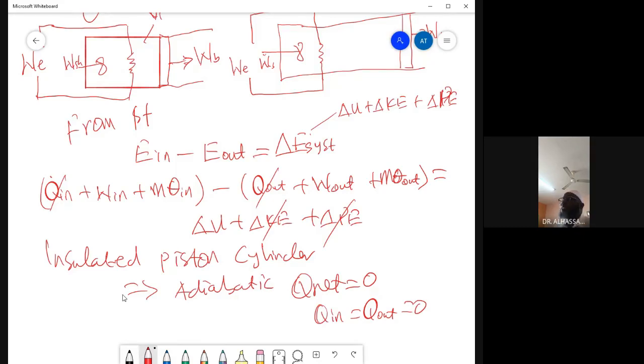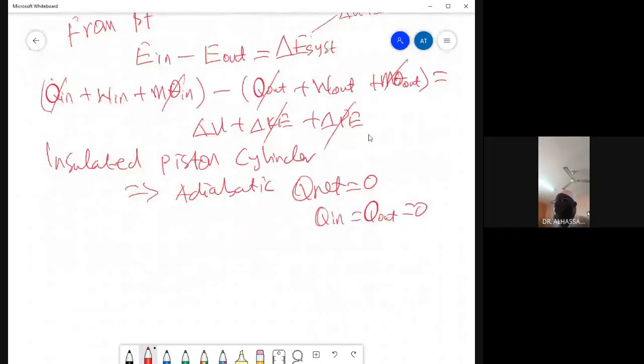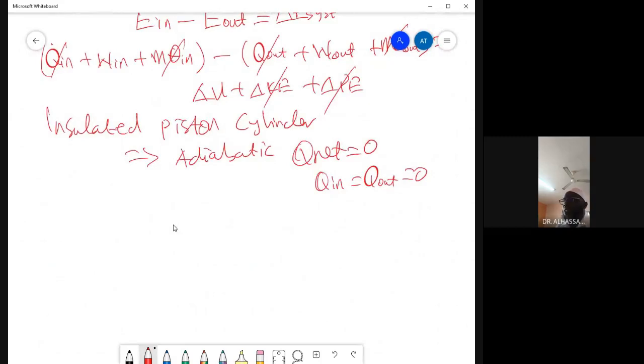Also, this is a closed system. So mass cannot go in, mass cannot go out. Only for an open system do we have mass going in and out of the system. So now you see, we are left with what? W in minus W out equals change in internal energy of the system. So now we have to classify what are the W in and what are the W out in the system.